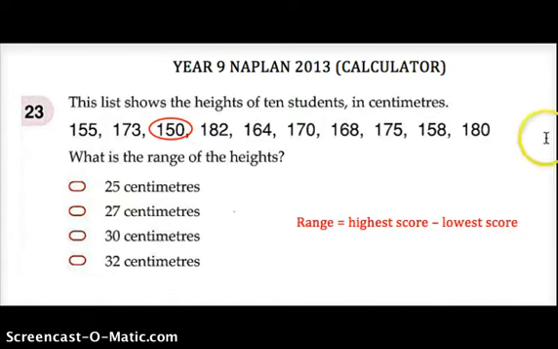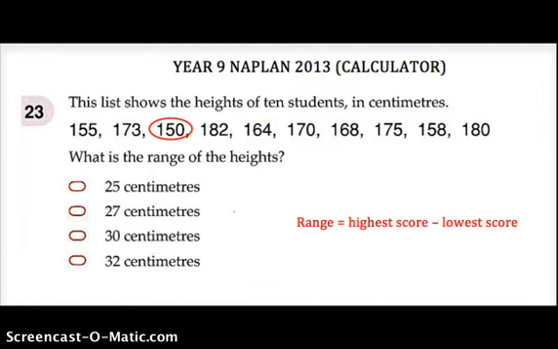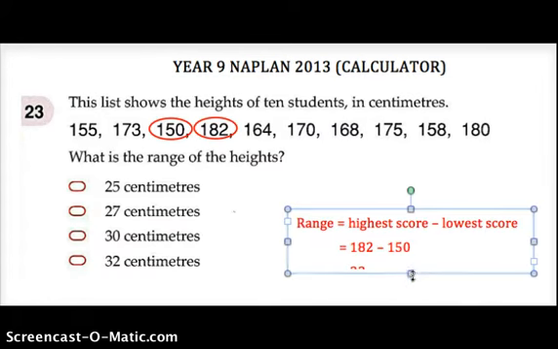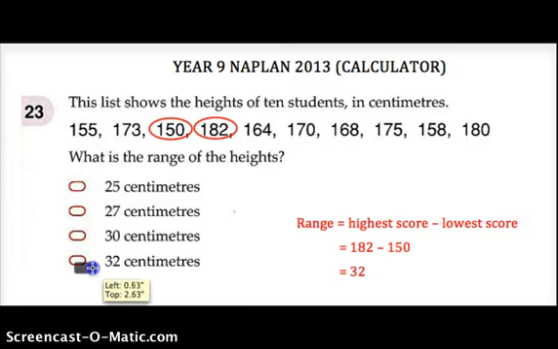Now let's look for the highest score. This looks pretty big, 180. Let's see if we can find anything bigger than 180. And we've also got 182, which is higher. So looks like 182 is our highest score and 150 is the lowest score. So once again, the range is the highest score minus the lowest score, which is 182 minus 150, which is 32. So your answer is 32 centimetres.